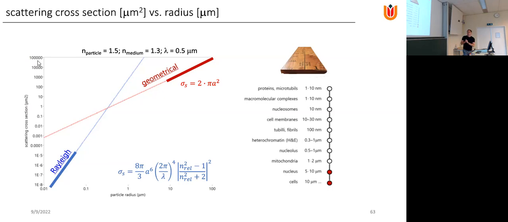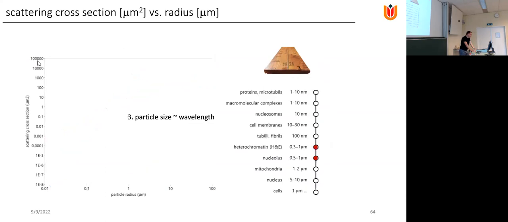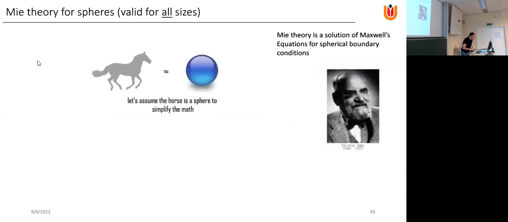So in this graph we have two asymptotic behaviors. Basically, we have the small particle limit where we have Rayleigh scattering, and we have the very large particle limit where we have this geometrical scattering. So what happens in between? When the scattering particle is about the size of the wavelength, that's not so easy.